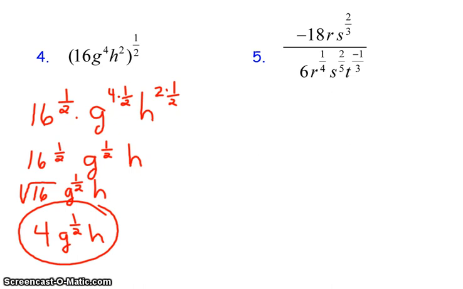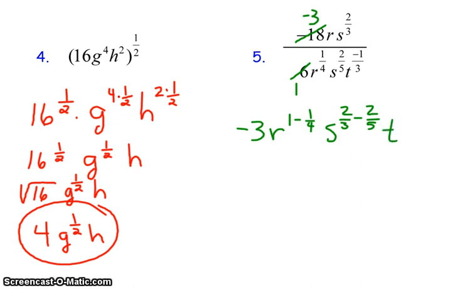All right, let's look at number 5. We would go ahead and simplify by saying 6 divided by 6 is 1, negative 18 divided by 6 is negative 3. And then we're going to have to start to simplify all of these variables. So in the numerator we have negative 3, r to the 1 minus 1/4, s to the 2/3 minus 2/5, and then bringing the t up, it would be t to the 1/3.